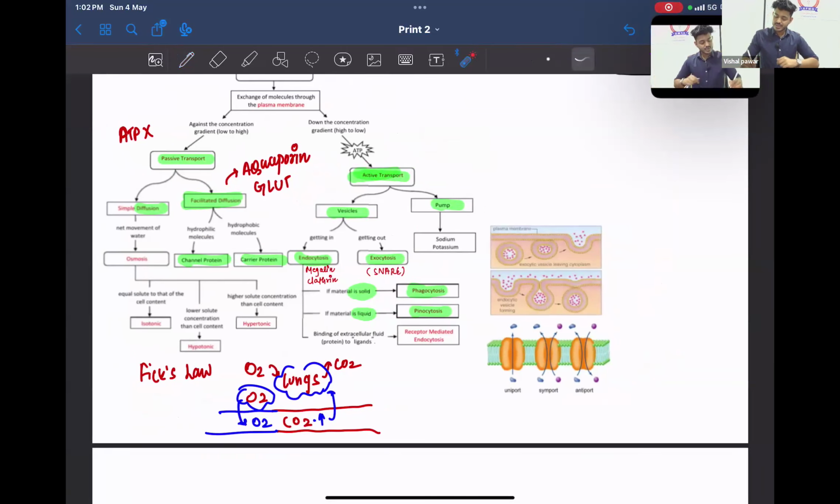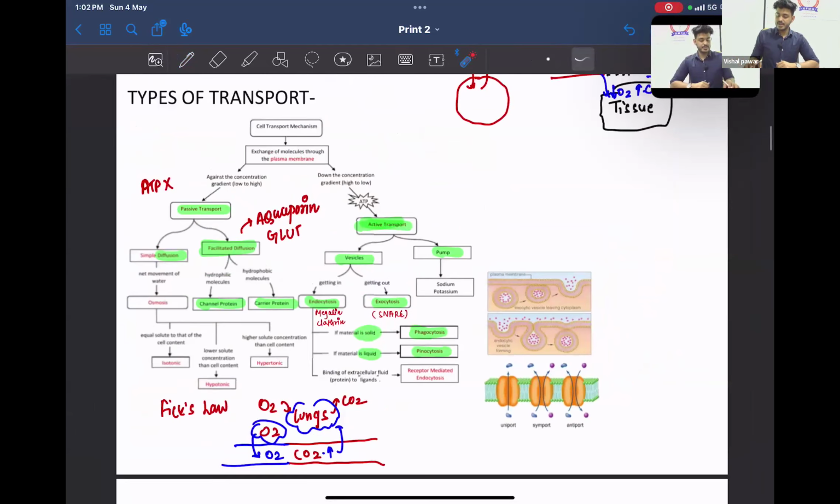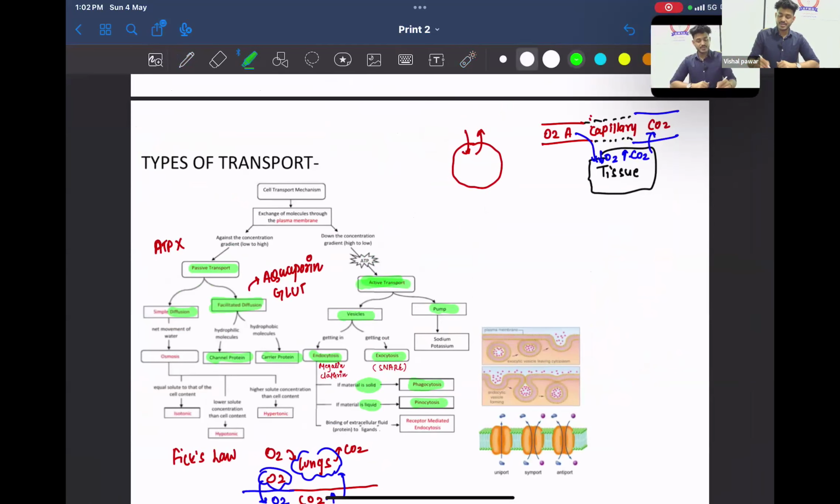If a single thing is going inside, this is known as uniport. If one thing is going in and one thing is coming out, this is known as antiport. If both the things are going in the same direction, this is known as symport, right? So with the pumps, we can have primary active transport, and we can also have secondary active transport.